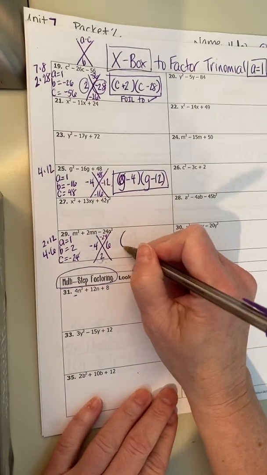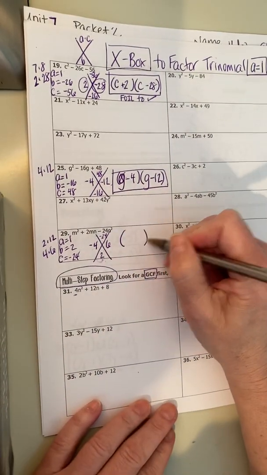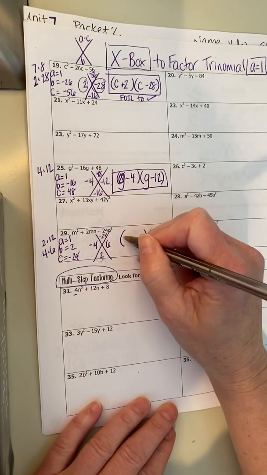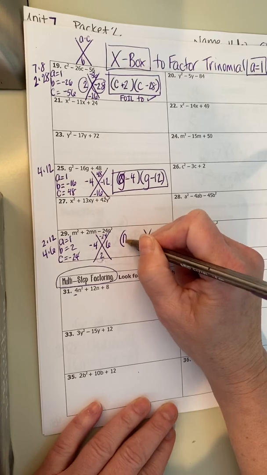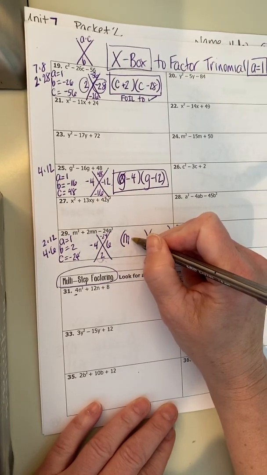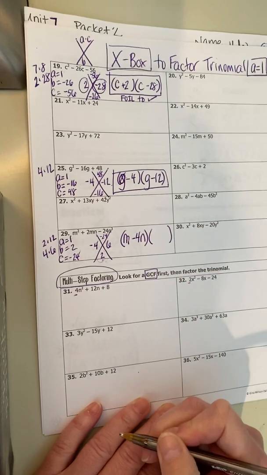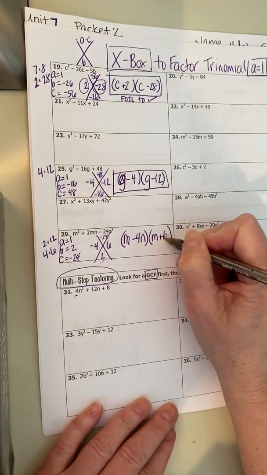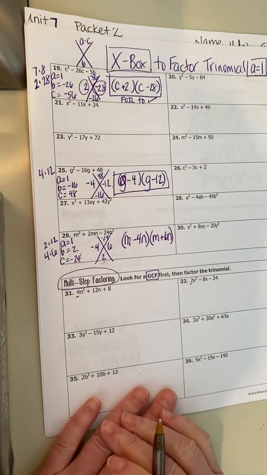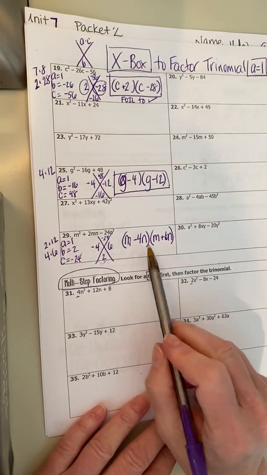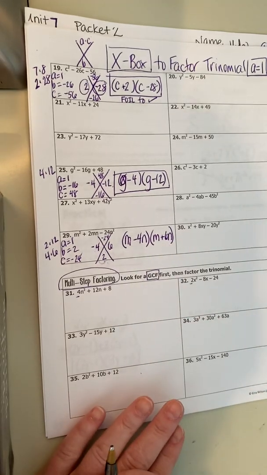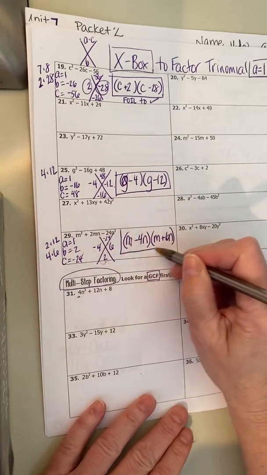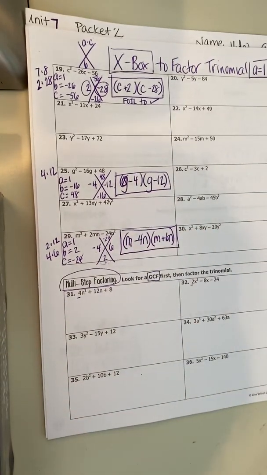To write the answer with the two variables, we're going to write M minus 4n, and then M plus 6n. That's how it would work out. So M minus 4n, M plus 6n. And then if you go back and FOIL it, it would work. If this one stumped you, then don't worry so much about that one.